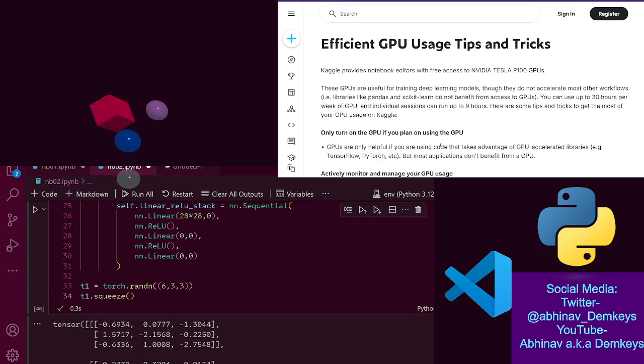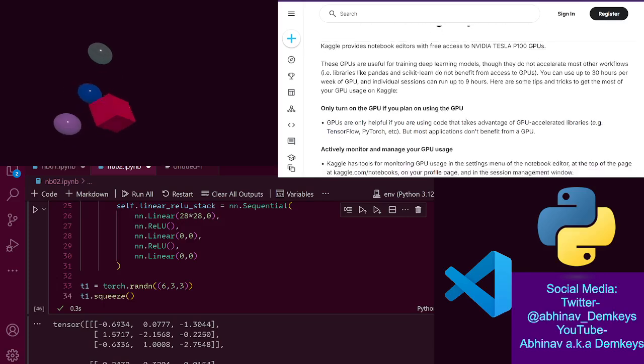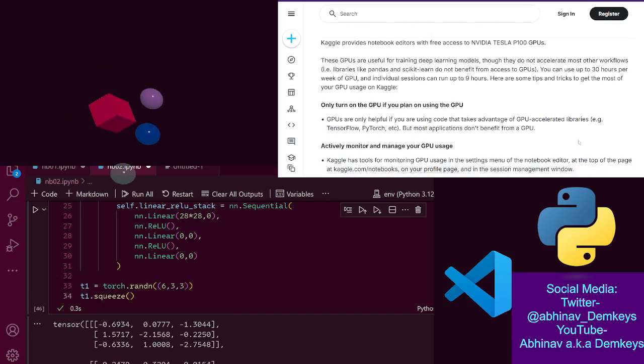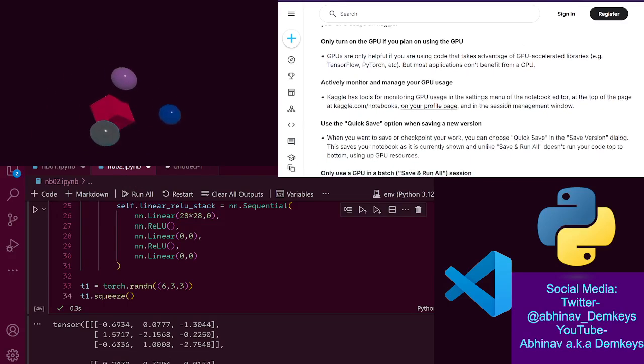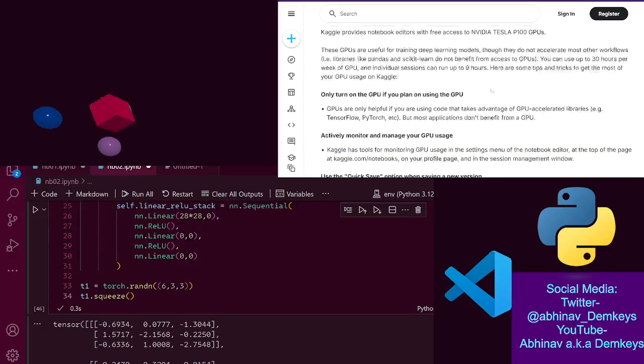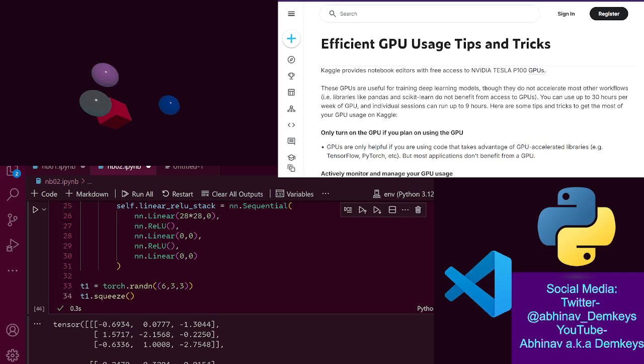Only turn on the GPU if you plan on using the GPU. GPUs are only helpful if you're using code that takes advantage of GPU accelerated libraries. Example, okay, they mentioned PyTorch here, meaning I should be able to install PyTorch there as well. But most applications don't benefit from a GPU. All right. Actively monitor and manage your GPU usage. Dude, something else that I need to look into is, oh, hold on. Kaggle provides notebook editors with free access to NVIDIA Tesla P100 GPUs. Okay, something else that I need to look into is, what about CPUs? Like, what if you want to upgrade your CPU? Hardware available on Kaggle.